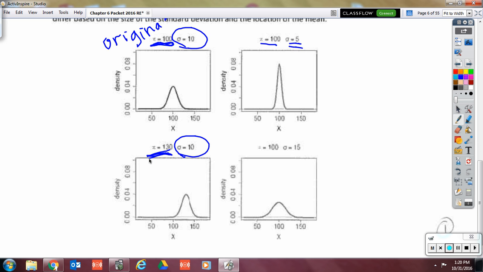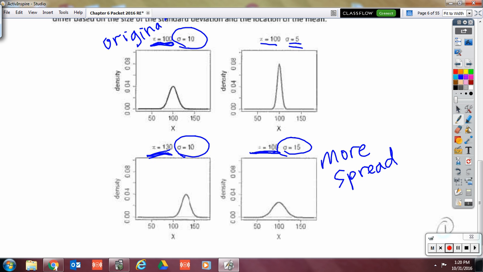Okay? And let's take a look at the last one. The mean is still at 100, but it has a standard deviation of 15. So what's happened to that? More varied, flatter, because it's not as closely clustered around the center. Stuff is more spread out. Okay, so this one is more spread out.